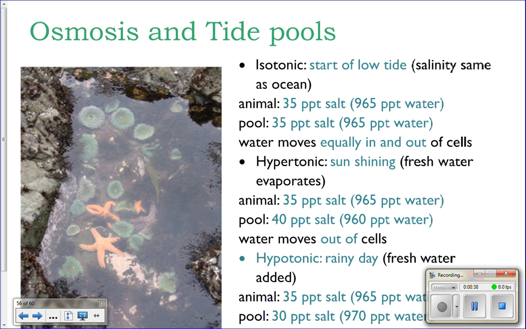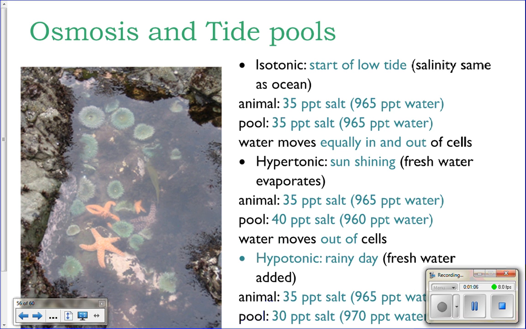So they're going to be isotonic to the seawater. So the water will be moving in and out of their cells equally. So we'll say they have 35 parts per thousand salts, and the water in the pool also has 35 parts per thousand salts. When the tide first goes out and the water is trapped in that tide pool, the water is going to start off being isotonic to the animals that are there. But a couple of things can happen.